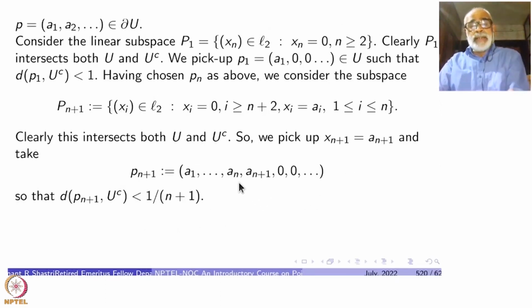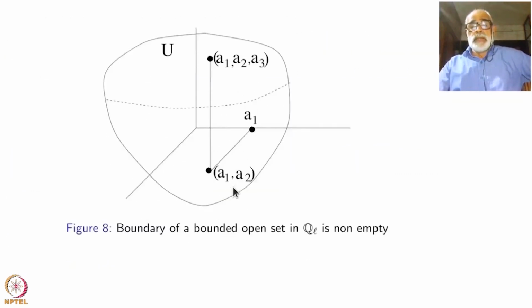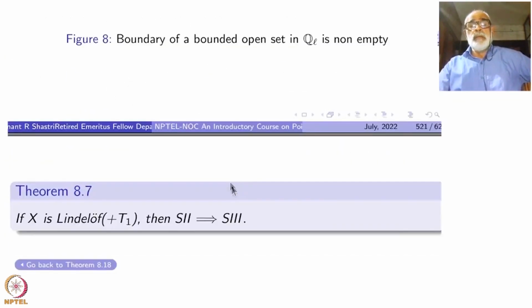Okay, once that coordinate is chosen properly, the distance between a_n, a_n plus 1, and the new coordinate depends only on this point, because you have to take a_i minus the corresponding a_i, and this will be 0. Only the a_n plus 1 square has to be less than 1 by n square. That's all. Okay, so that is done.